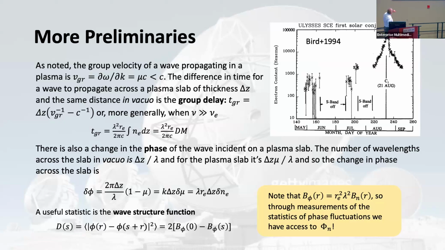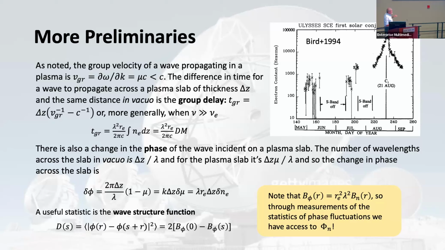Okay, what's also kind of nice is that if you, again, have this slab of plasma, the phase of a wave incident on that plasma is going to change. Because if you count number of wavelengths across, it's going to just be, again, delta z over lambda in vacuo. But for a plasma slab, it's delta z times refractive index over lambda. In effect, a narrower slab, smaller number of wavelengths. And so this leads to a delta phi, a change in phase, that is also related to the slab and the fluctuation in electron number density. So what this does is it ties phase to electron density fluctuations.